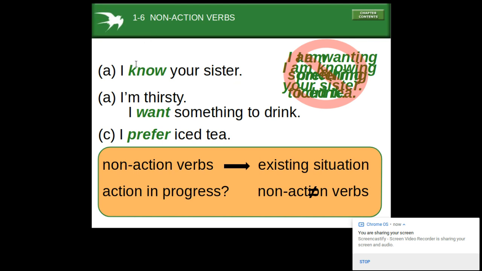Look at some of these. I know your sister. We don't say I am knowing your sister. I'm thirsty. I want something to drink. We don't say I am wanting something to drink. I prefer iced tea. Prefer. We don't say I am preferring. Okay. So anything that happens in the mind, it's not an action. We use the present simple. So even if I want something right now, I don't say I am wanting.